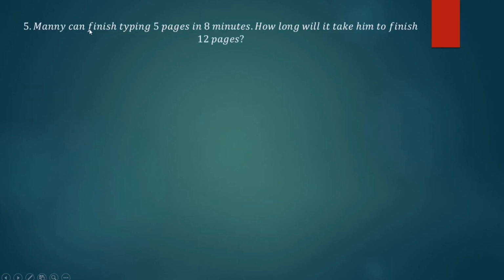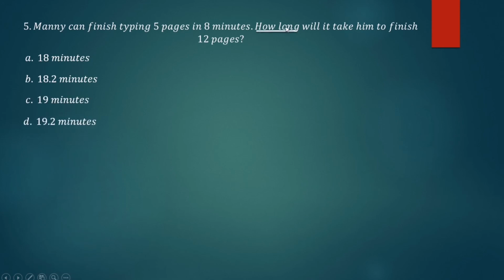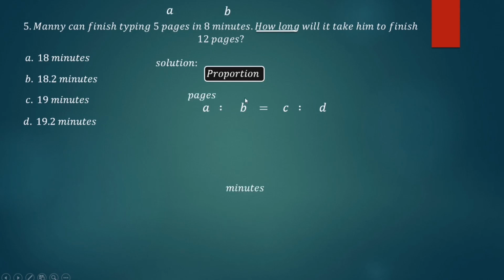Number 5, Manny can finish typing 5 pages in 8 minutes. How long will it take him to finish 12 pages? A, 18, B, 18.2, C, 19, D, 19.2. Then we're asking for the how long. So ibig sabihin nito, it refers to time. So gamit pa rin natin yung proportion at ito rin yung pattern natin. So ang A natin dyan is for the pages, and B is for the minutes. Ang A is pages, B minutes.